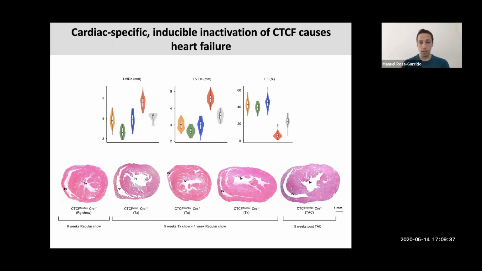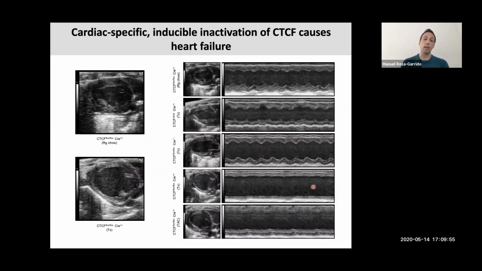And as you can see here, it's true, after depleting CTCF, the heart of this animal increases. So the heart of the CTCF knockout animal is much bigger than the control, and the size of these hearts is similar to the one that we have when we perform TAC. To also study cardiac activity, we took advantage of the M mode of the echocardiograms. So here you can see how the heart of the knockout animal is barely beating compared to the controls. Okay? So this experiment then showed that the inducible inactivation of CTCF causes heart failure.